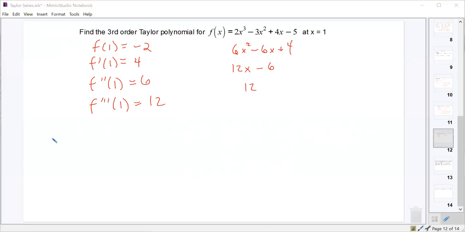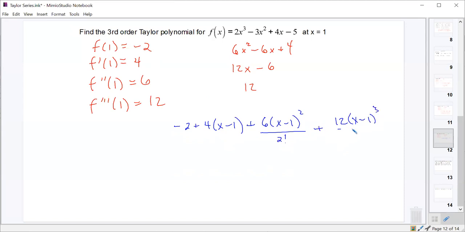But when we go and plug these all in, we should get -2 plus 4 times x minus 1 over 1 factorial plus 6 times x minus 1 squared over 2 factorial, and then plus 12 times x minus 1 cubed over 3 factorial.